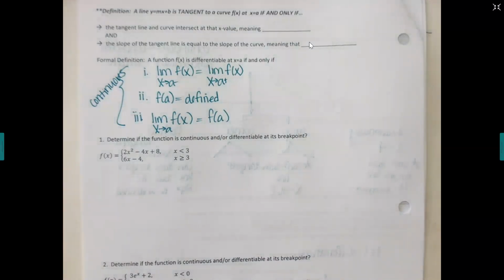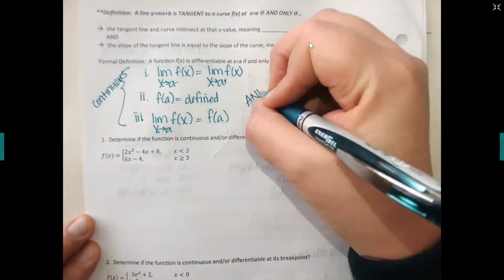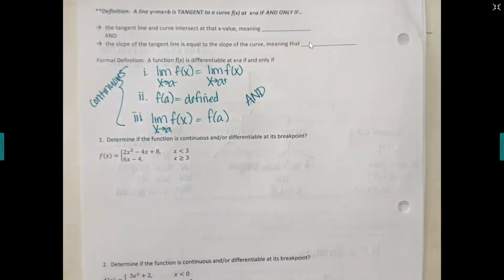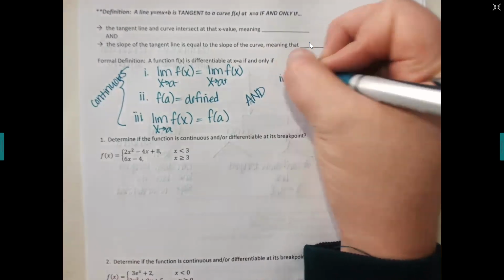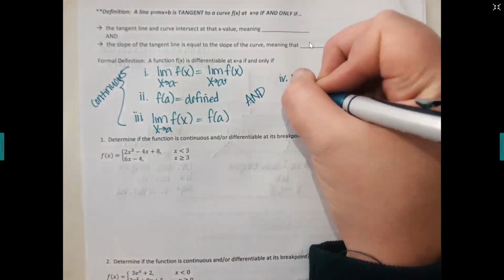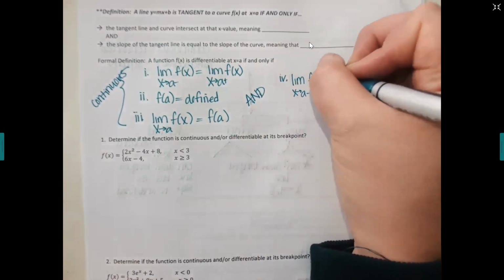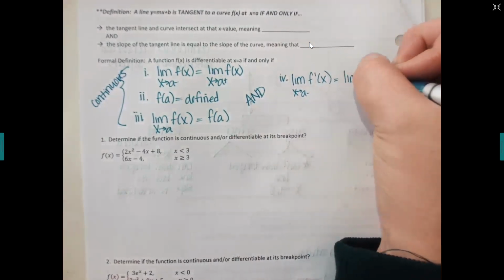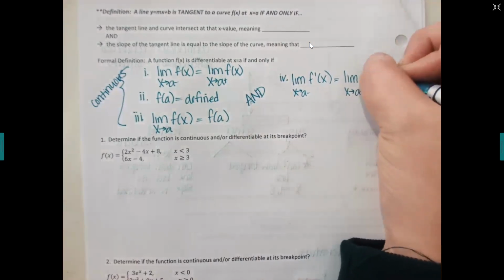Now, on your front page, what we just wrote is that if it's not continuous, it automatically can't be differentiable. So the first three parts of checking if it's differentiable are really just making sure that it's continuous. Then you're just going to add one more step. The last step is that you take the limit from the left and the right of the derivatives and make sure that they match each other. So the limit as x approaches a from the left of the derivative needs to equal the limit as x approaches a from the right of the derivative.